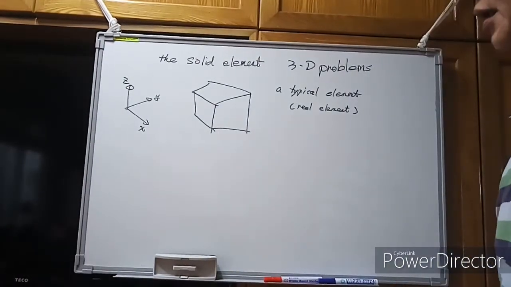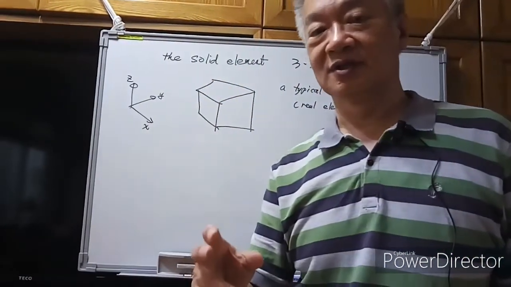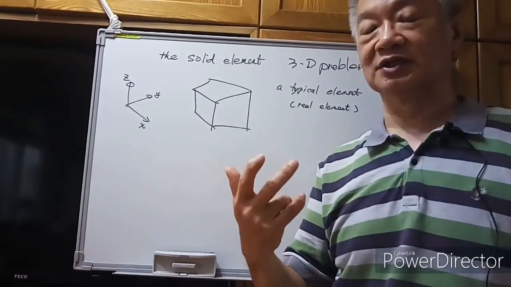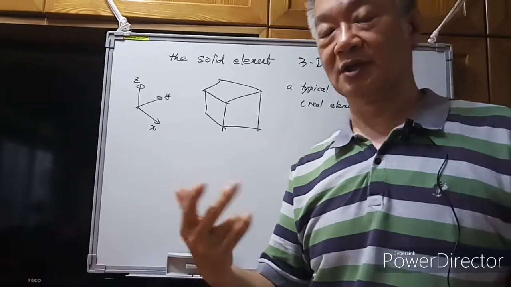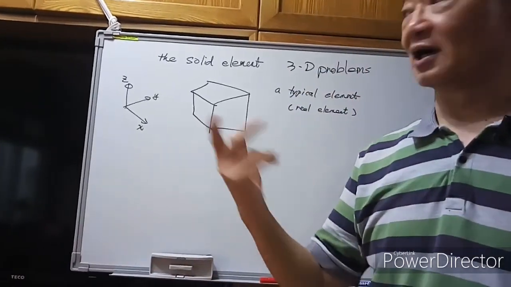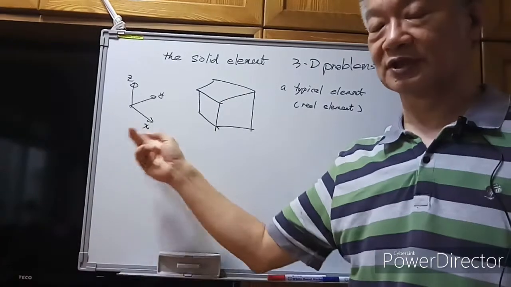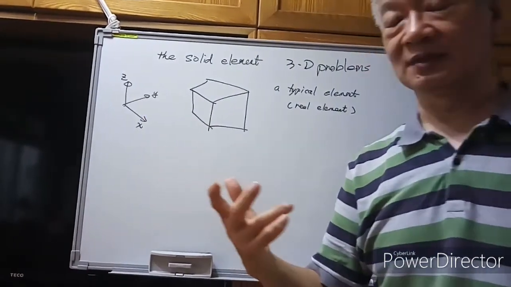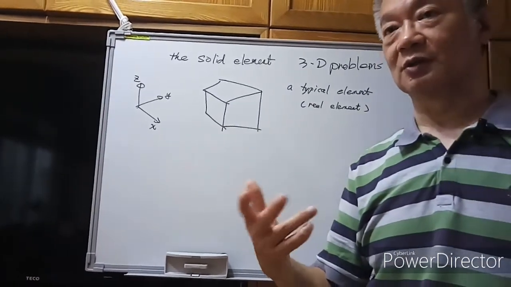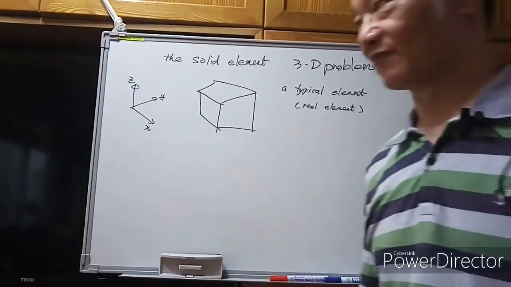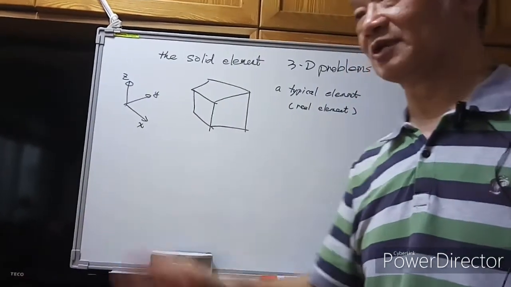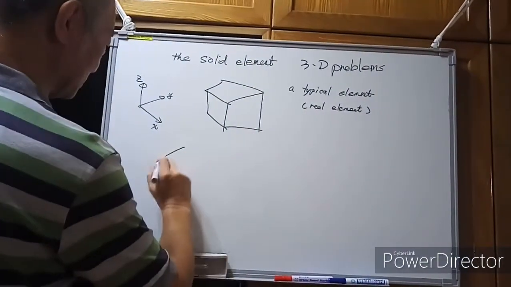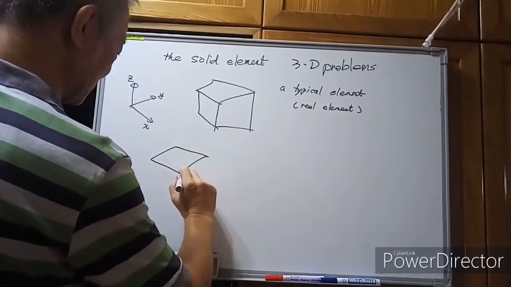And for the solid element, all these procedures are similar. However, right now we need one more degree of freedom. There are three coordinates. So everything we need to do is not only for two-dimensional problems. Right now we need to define it for three-dimensional problems. Okay, so I will draw the master element.